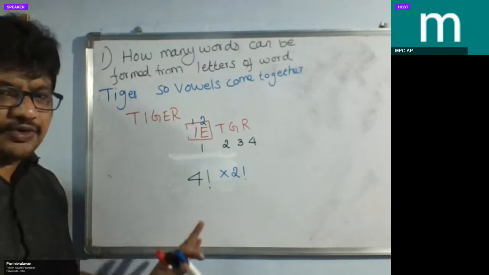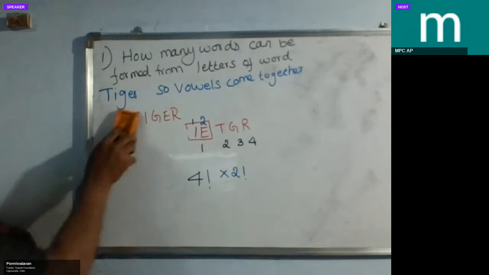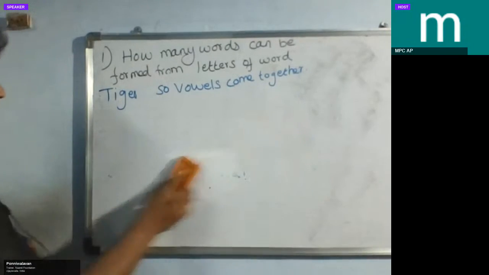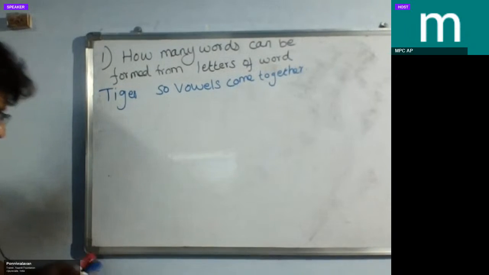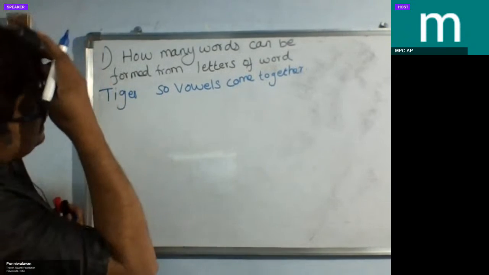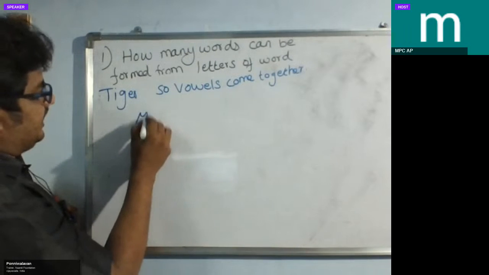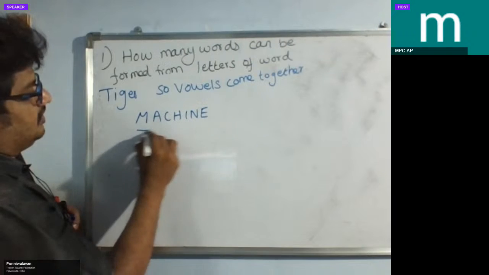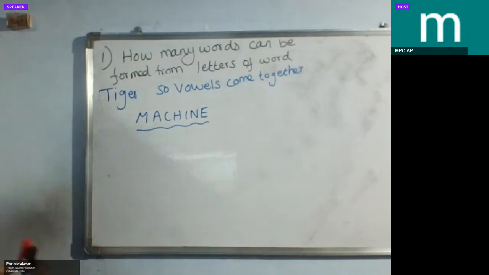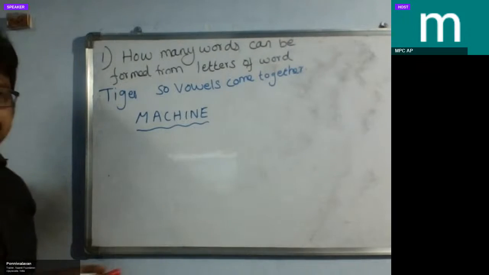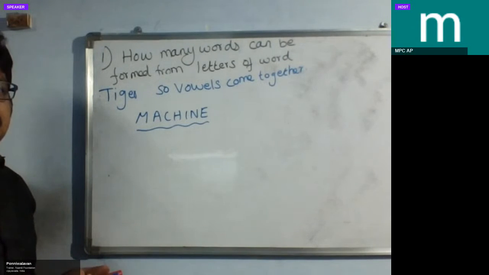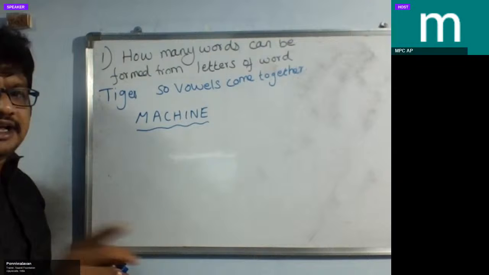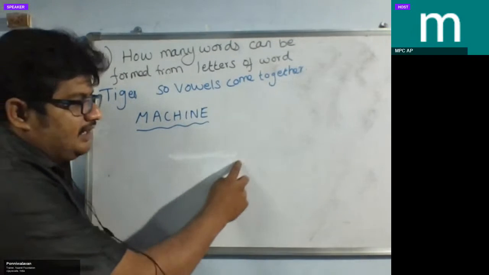Shall I give one more? Why not? We can take machine. Machine. Vowels come together. Tell me the answer. I and E can also be written as E and I, so we have two possibilities, right? That's why at the end we multiply by 2 factorial.